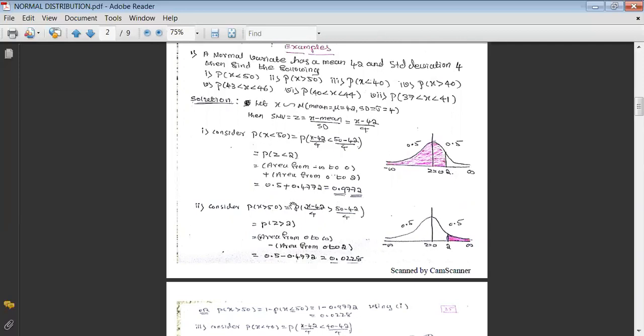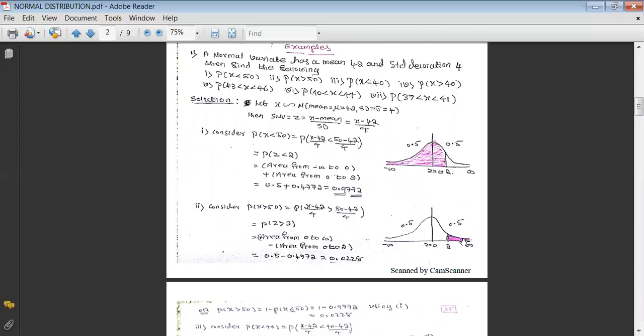Now consider the second one, the probability that x is greater than 50. Again, this is normal. Convert that to standard normal by subtracting mean and dividing by standard deviation, and by that we get z greater than 2. Again, 2 is a positive value which lies on the right side of 0, and now I want the area greater than 2. Greater than 2 means above 2, so you mark the area above 2. We want this particular area now.